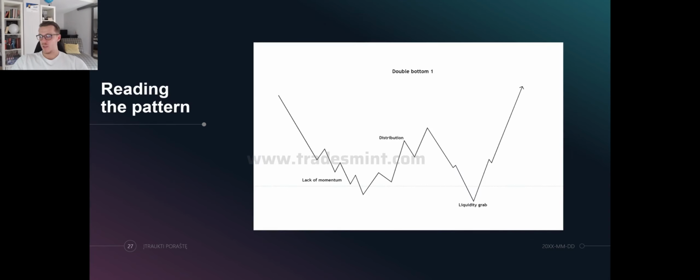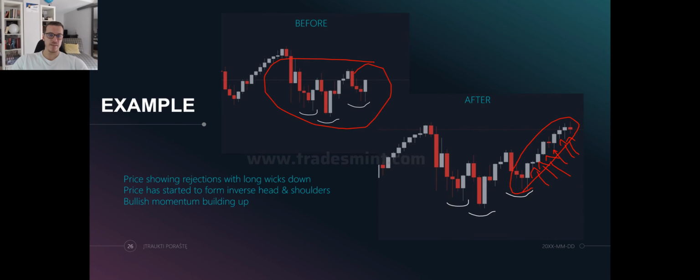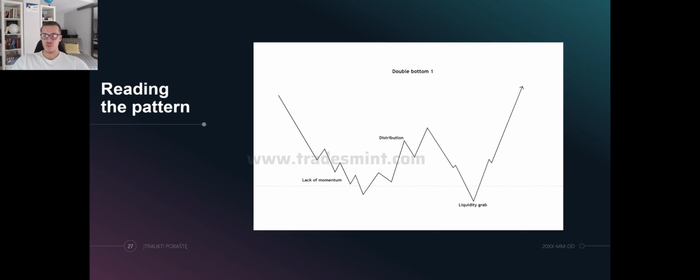Now, when I say double bottom, everybody says it's just 2 bottoms, but there's much more involved than that. You need to read the candles. You need to read the pattern. The double bottom is not just 2 bottoms. You need to look at what is going on inside each and every move. So we have a double bottom here.